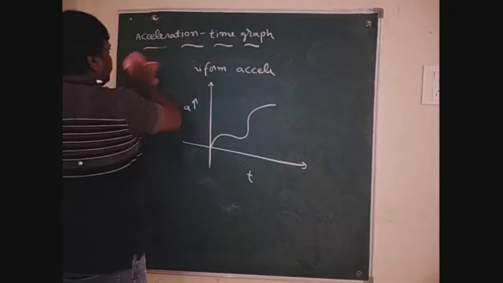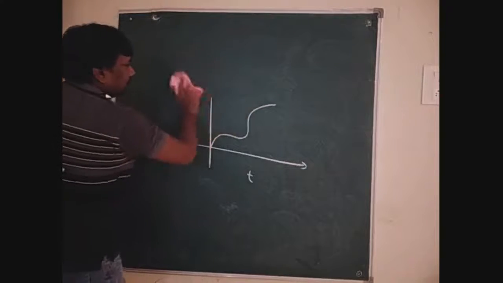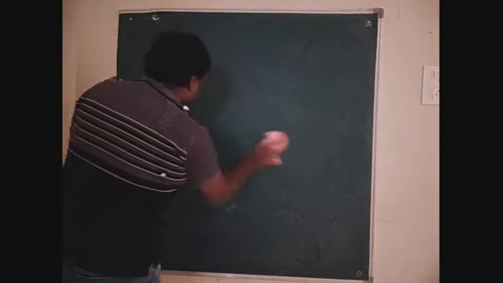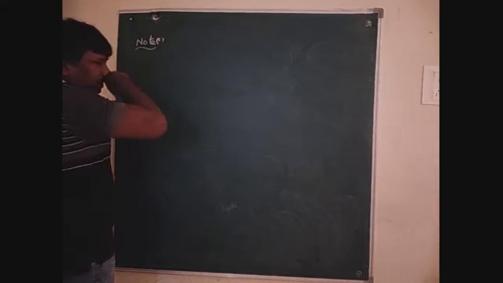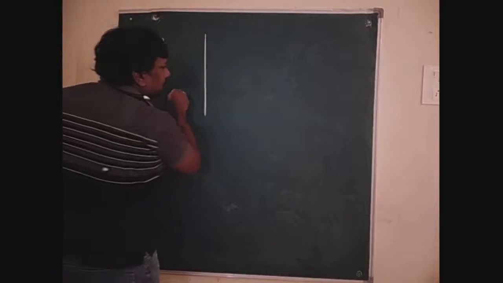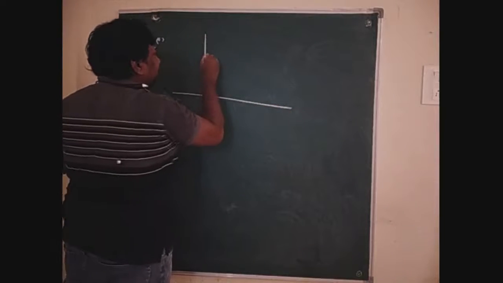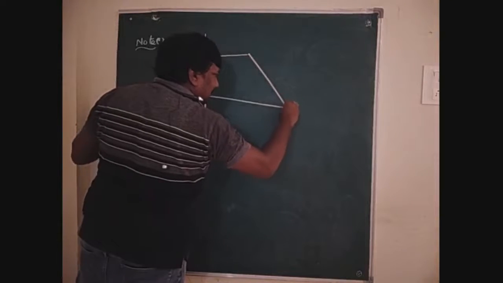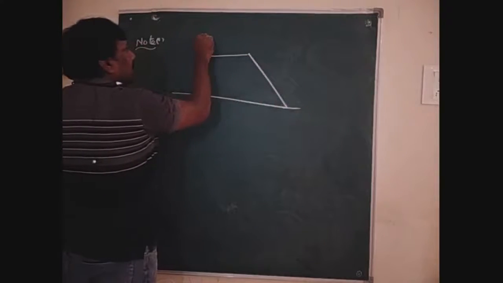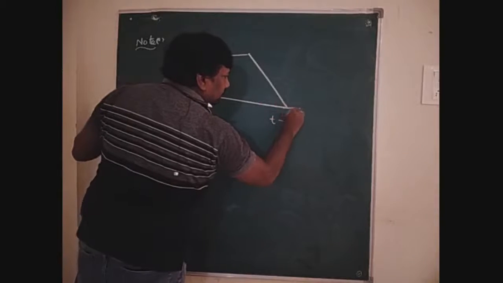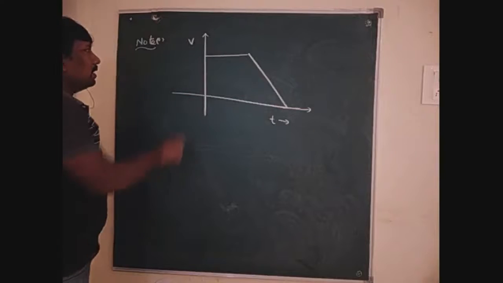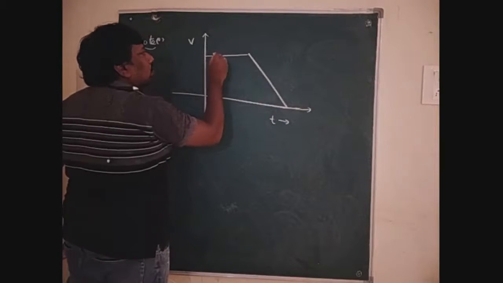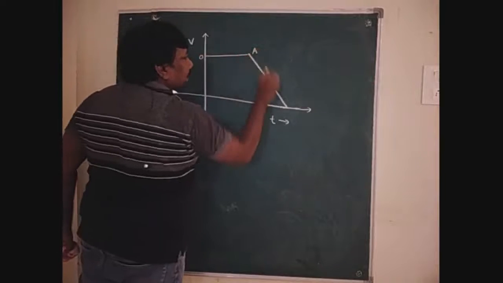Next one, some important note points are there. Important note points. Point number 1. Here it is a velocity time graph. Now it explains this situation. Here velocity is constant. So that means here O, A, B.